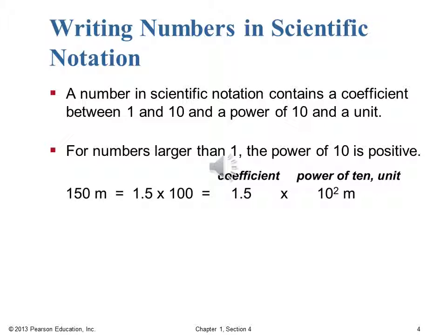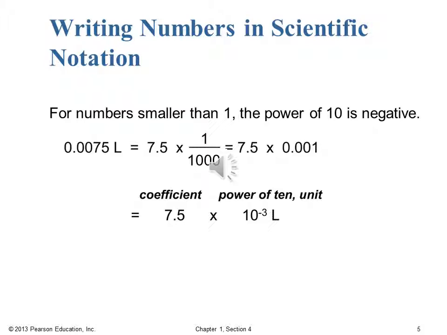So for numbers larger than 1, the power of 10 is positive. So 150 meters would be 1.5 times 100, so our coefficient is 1.5 times 10 to the 2. That would be the power of 10 for the 100. And then, of course, the unit of meter.